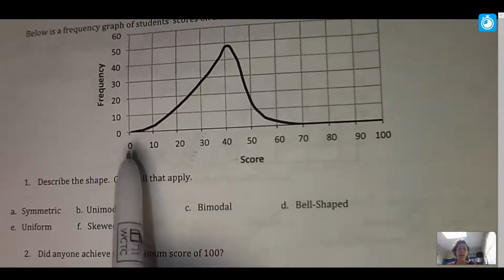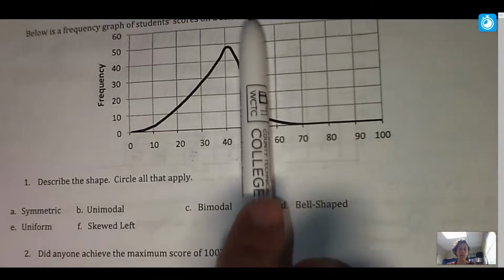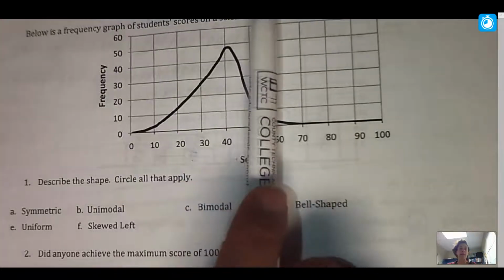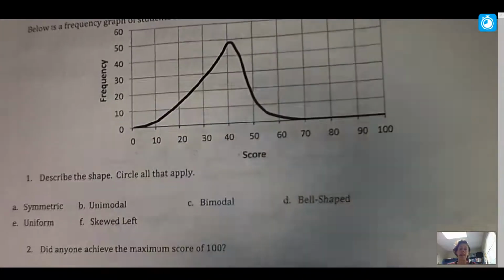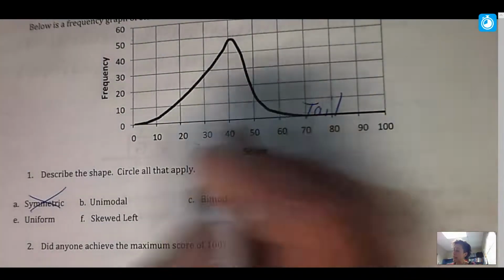So if I go to the middle, in between 0 and 100, here's 50. That's the middle. Okay. Then does the left look like the right? It sure doesn't. I definitely have a clear tail going on here. So it's not symmetric. It's not bell-shaped. The tail's on the right side.